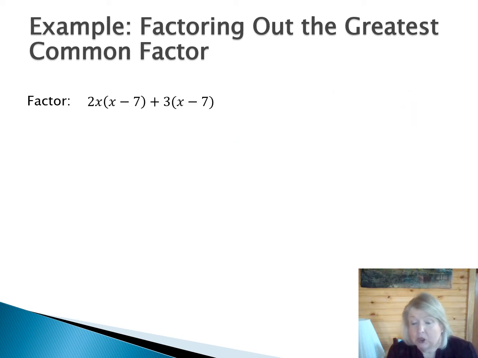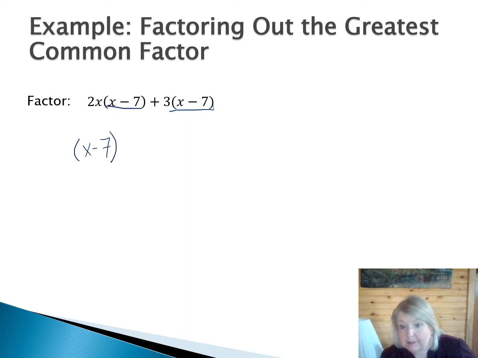Now, let's take a look at a little twist. It does not have to be a numerical or a single variable common factor. In this case, I have a common factor of parentheses. What's inside parentheses is identical. They're both x minus 7. So my common factor is the parentheses.